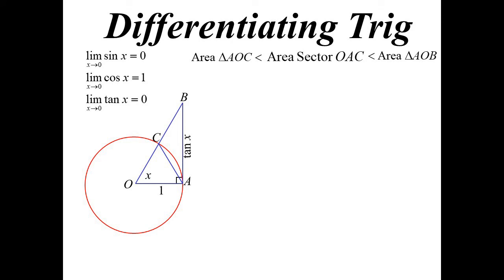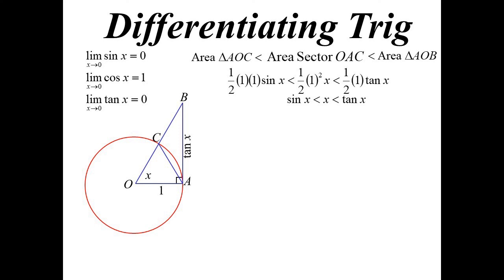If I was to draw a tangent in and create a right angled triangle, that area would be bigger than the area of the sector, and I can use trig to show that the length of AB must be the value of whatever tan x is. Okay, so area of a triangle, half base times height, and so the halves are all going to cancel, the ones will obviously cancel, and we're left with x is in between sine x and tan x.